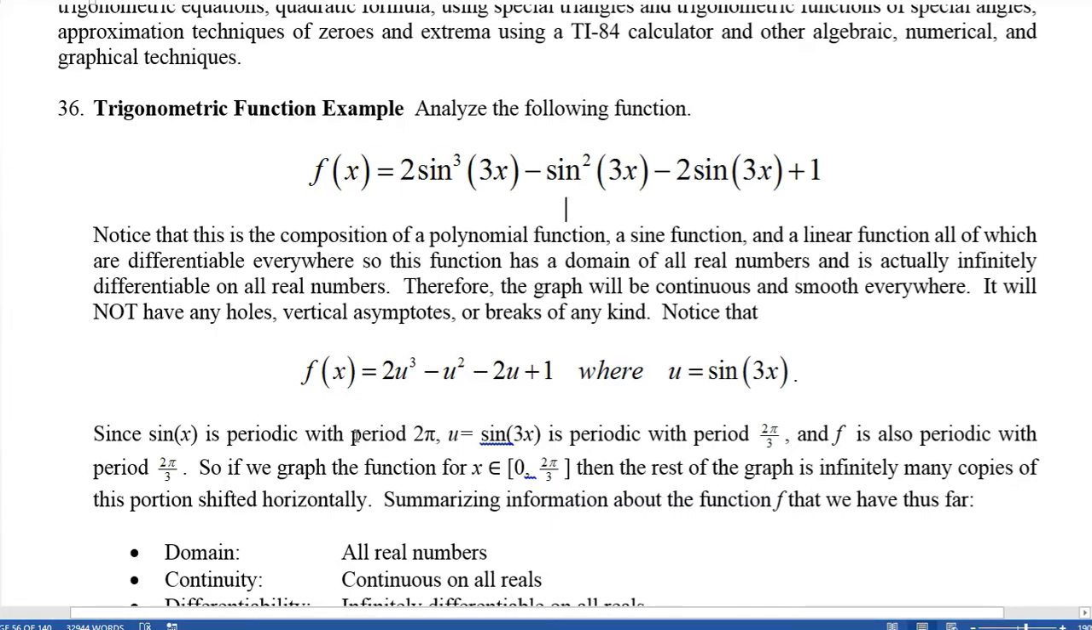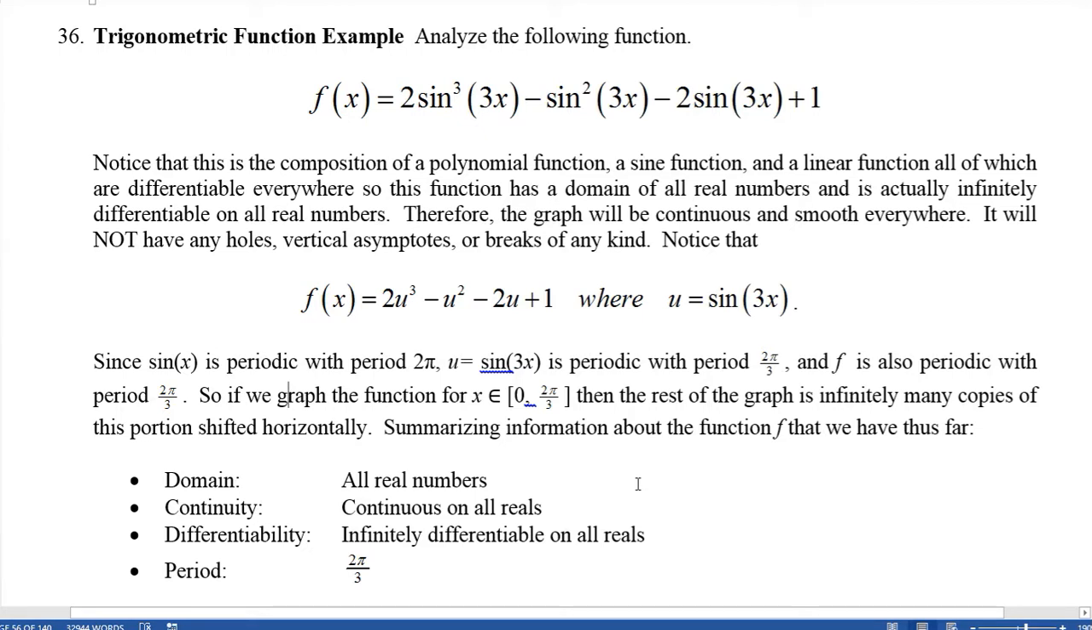So f is going to have that same period as well. The polynomial function is not periodic, but we should get that same thing. We'll see if that works out. If we graph the function from 0 to 2 pi over 3, then the rest of the graph is just infinitely many more copies of that, shifted around horizontally.